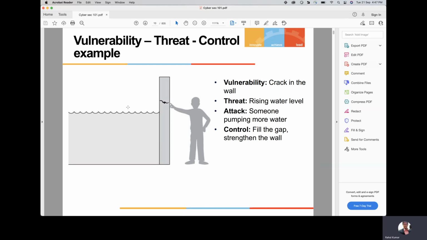If the water level rises to the point of the crack, then it will enter it and it might damage the wall. What is the attack? The attack is if someone deliberately is trying to pump in more water and fill this faster than usual. Control is either plaster the entire thing or fix the wall before the water level reaches there. So that is a real world example of what we have been talking about.